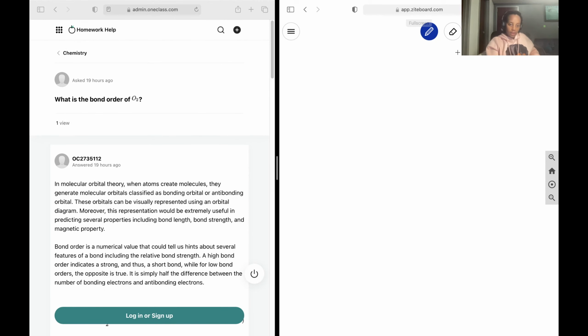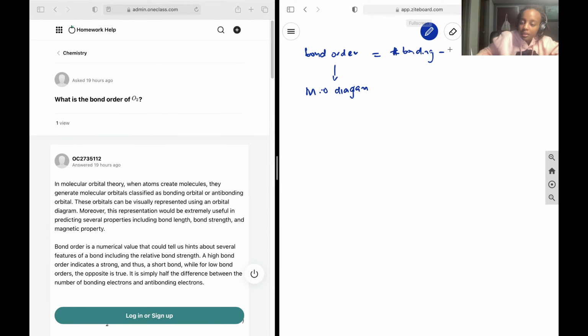Okay. Now, next up, we want to answer the question of what is the bond order of molecular oxygen. So the bond order is something that we deduce from the molecular orbital diagram. And the equation is the number of bonding electrons minus the number of antibonding electrons, all over 2.